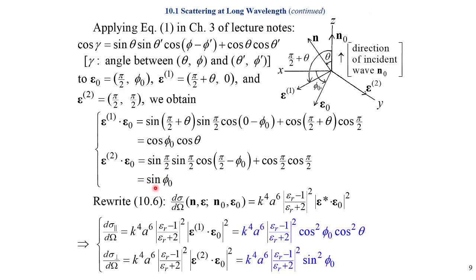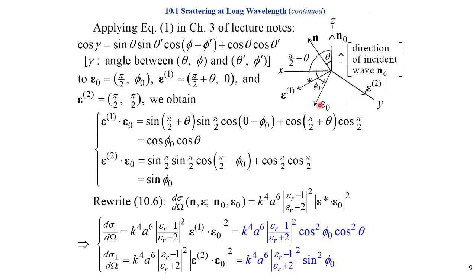So we don't have to worry too much. We can simplify this notation into here. Wow, very convenient. A very complicated notation can be simplified into this one. That's why we like this notation. But we have to pay the price. The price is the definition of n0, definition of epsilon 0, epsilon 1, epsilon 2.